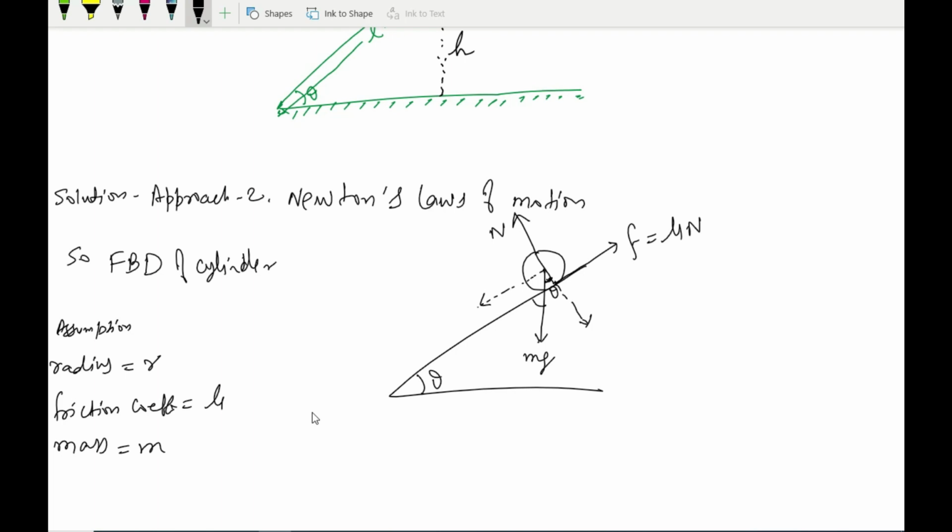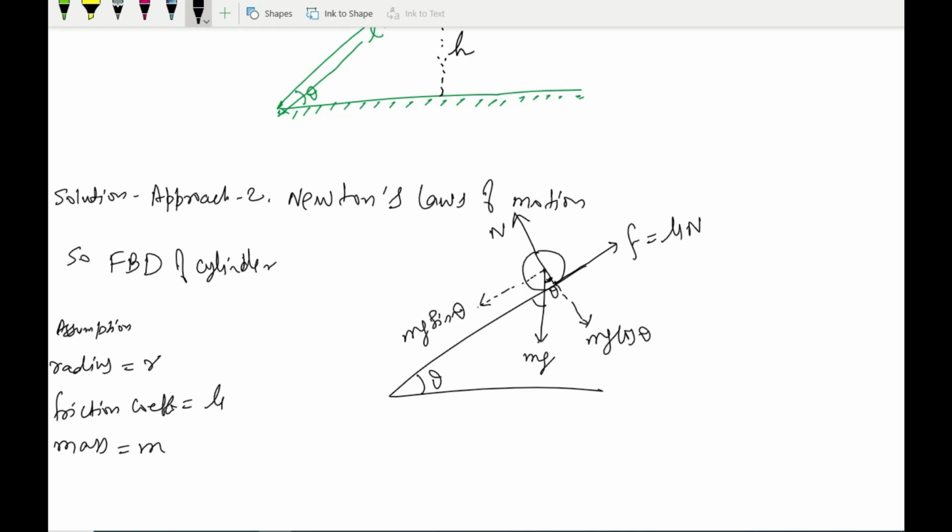So then this component will be mg cos theta. Always remember, wherever the angle is, that component will become cos, and the one normal to that will become the sine component. So this component will become mg cos theta, and this will become mg sin theta.